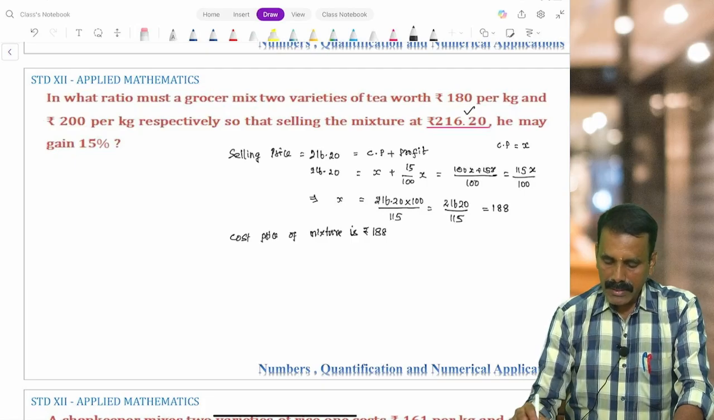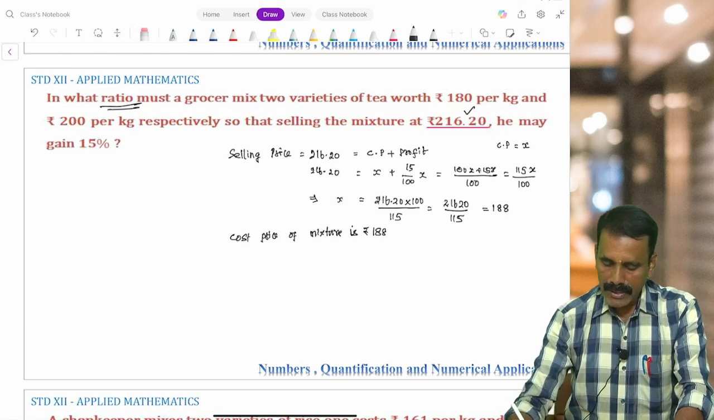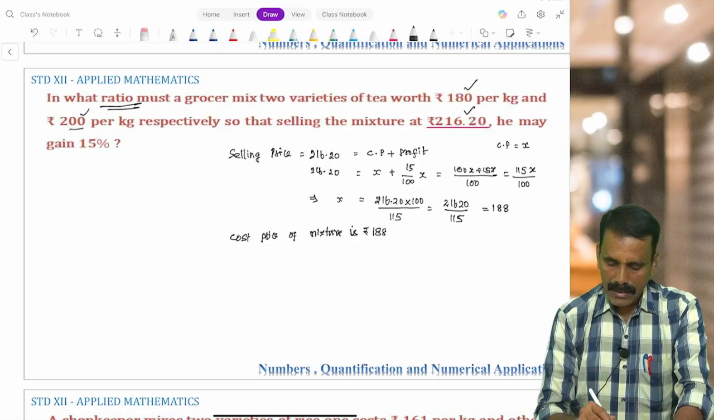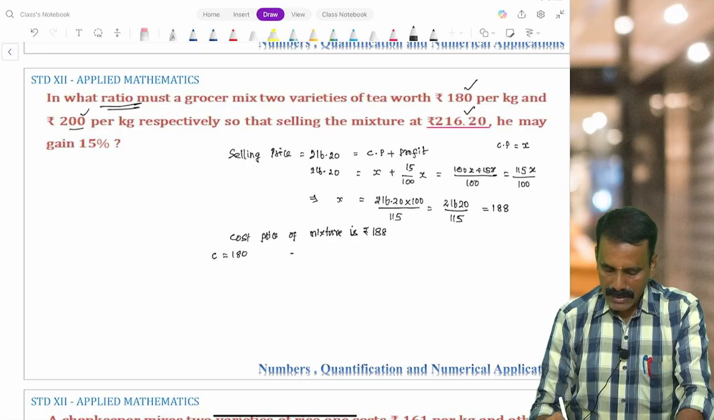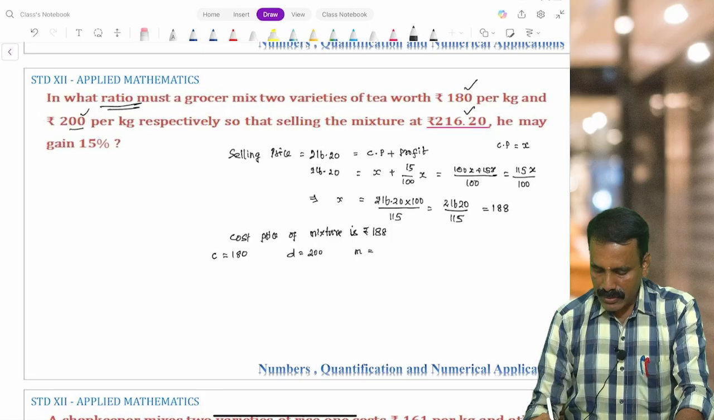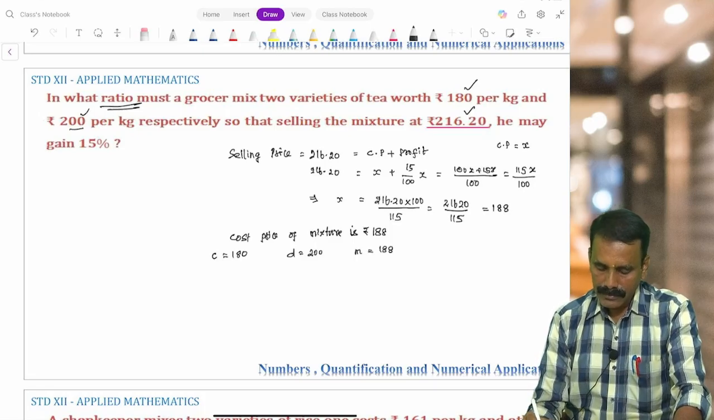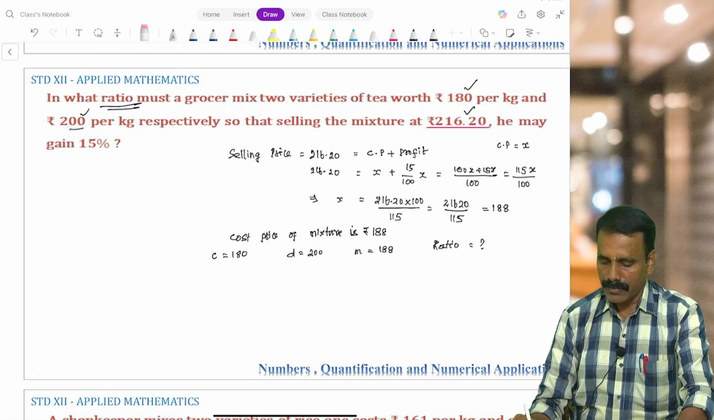So we are having the data now. We are supposed to find the ratio. 180 rupees is taken as cheaper quantity and 200 rupees is taken as dearer quantity. So C is equal to 180, D is equal to 200, and the mixture value is going to be 188. And we are going to find the ratio. We are in the process of finding the ratio.